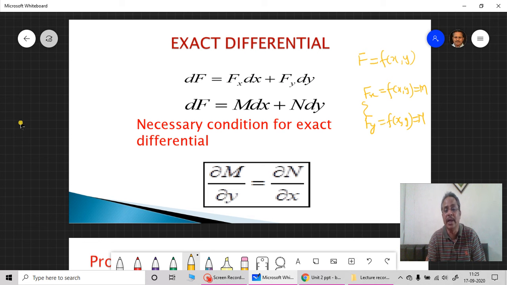This is as good as the condition we have seen earlier, delta square f upon delta x into delta y is equal to delta square f upon delta y into delta x. So this second order partial differentiation we have already seen. Using this concept, let me write this.